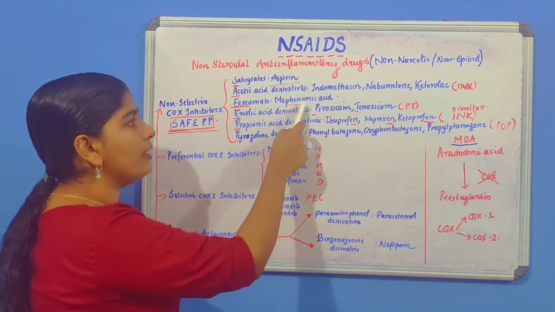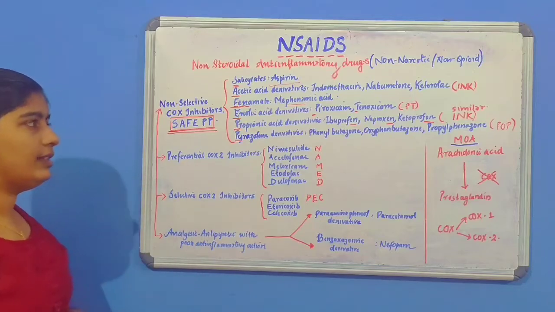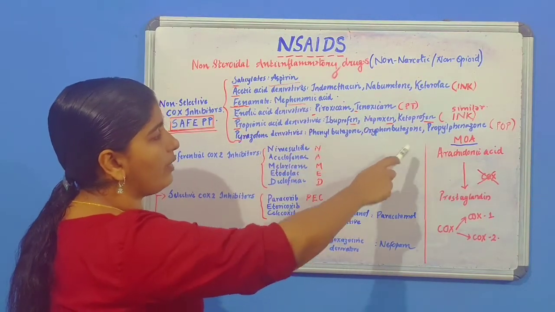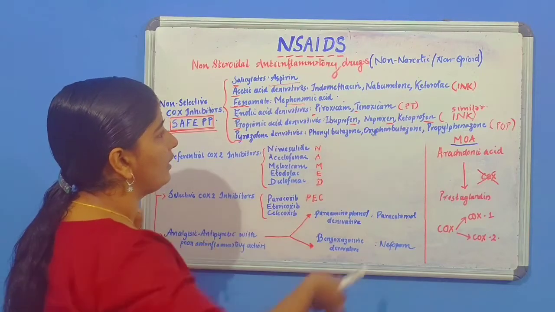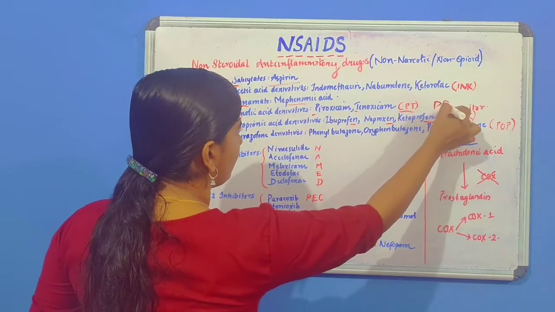Phenamate, the example is mefenamic acid. Both have fen there. Then the enolic acid derivatives, that is piroxicam and tenoxicam, you can remember it by PT, or you can remember it like PET.